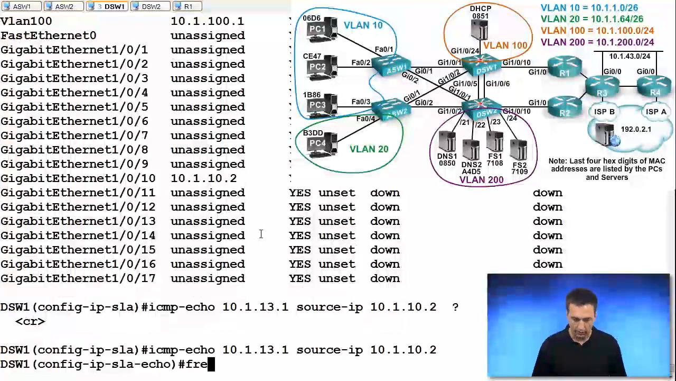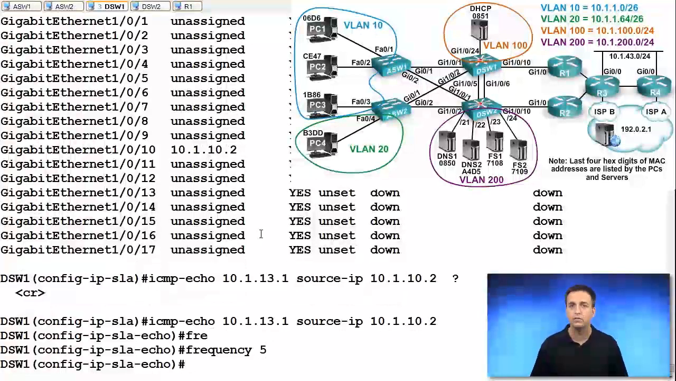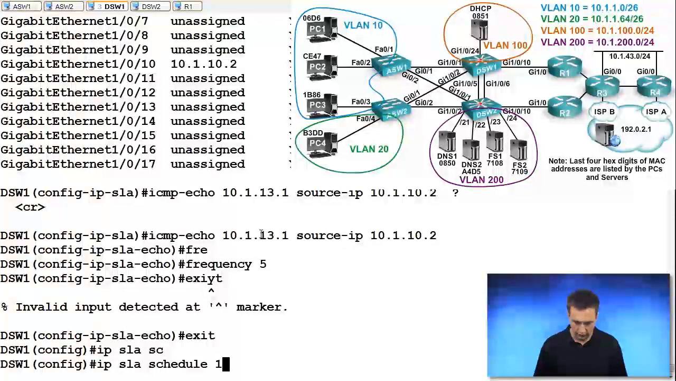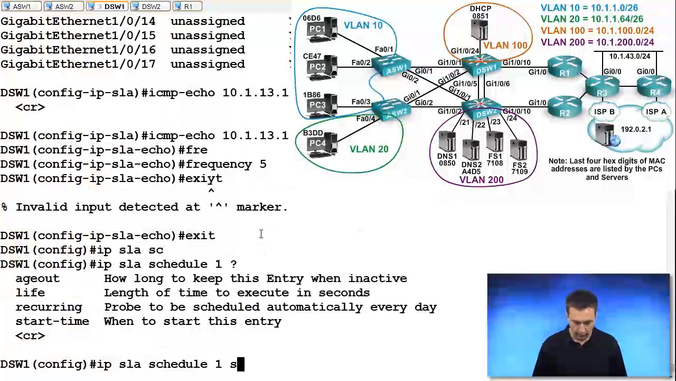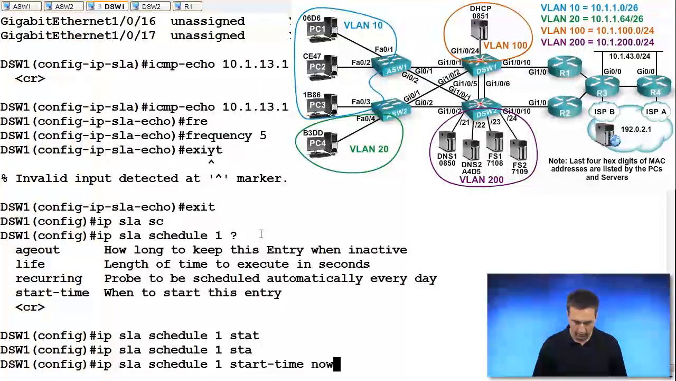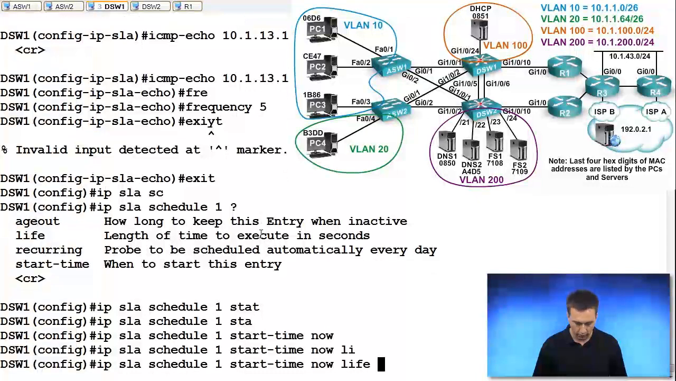How often do we want this to occur? Every 5 seconds. Frequency of 5. We need to turn it on. So to turn it on, we type in ip sla schedule, and this is the schedule for instance 1. We want it to start now, and we want it to last forever.